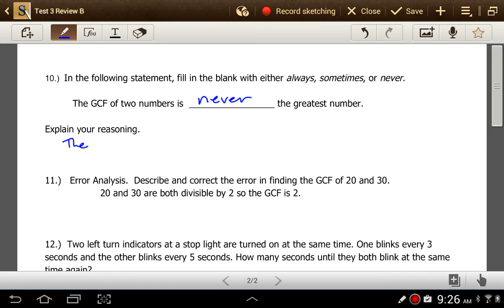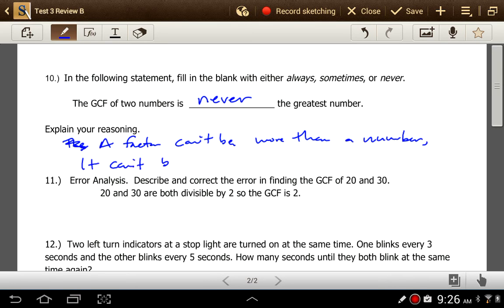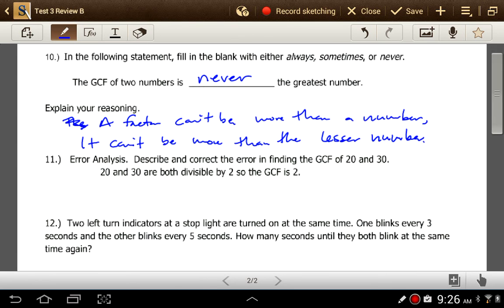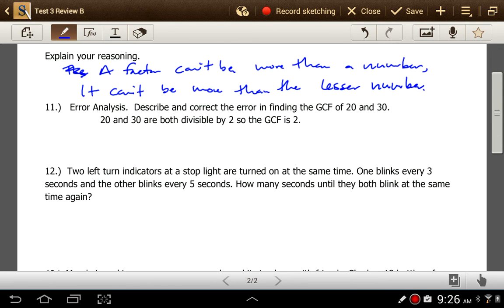Okay, so a factor can't be more than a number, which means it can't be more than the lesser number, which means it can't be the greater number. Okay? Alright, number 11, error analysis. Please find my error analysis in finding the GCF of 20 and 30.